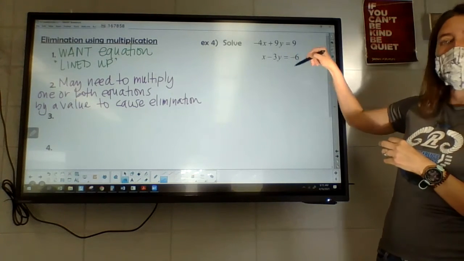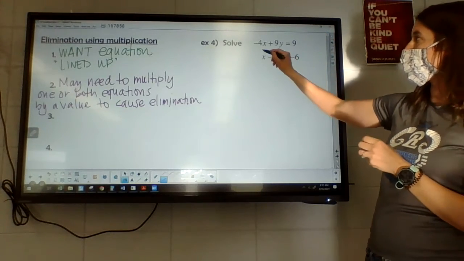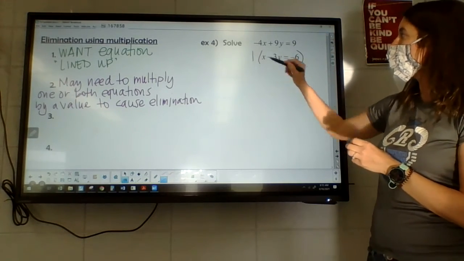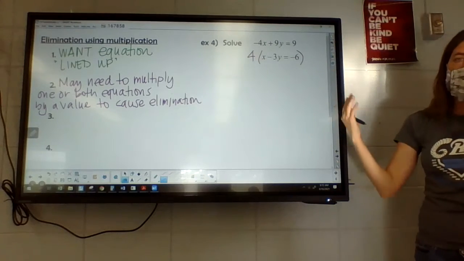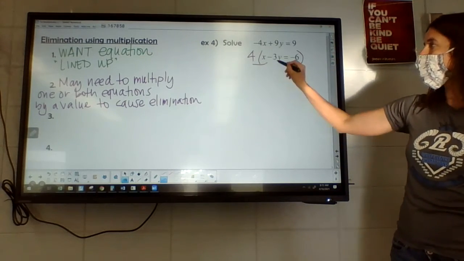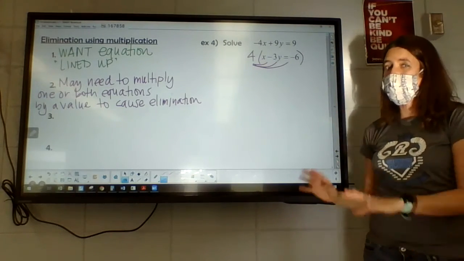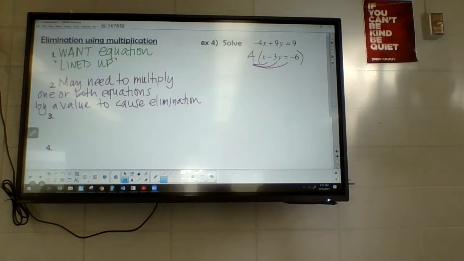So you can choose to do either one. You can either multiply the bottom one by 4 or the bottom one by 3. I'm going to use 4, so you're going to multiply this whole equation by 4. Now, Justine, if you want to do 3, or if anyone else wants to do 3, you're welcome to do that.